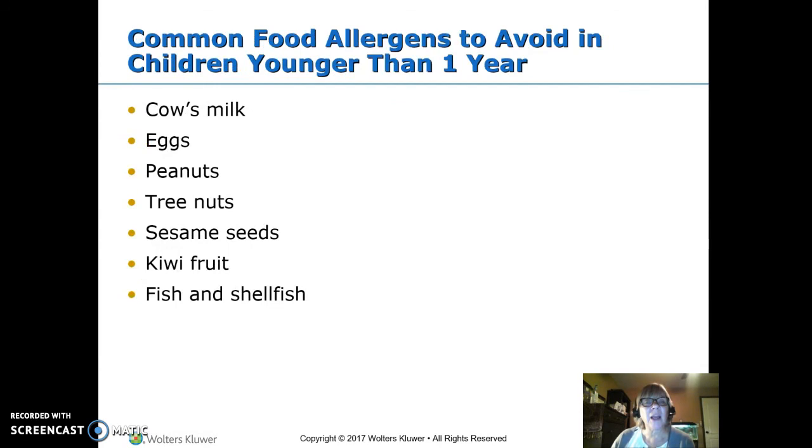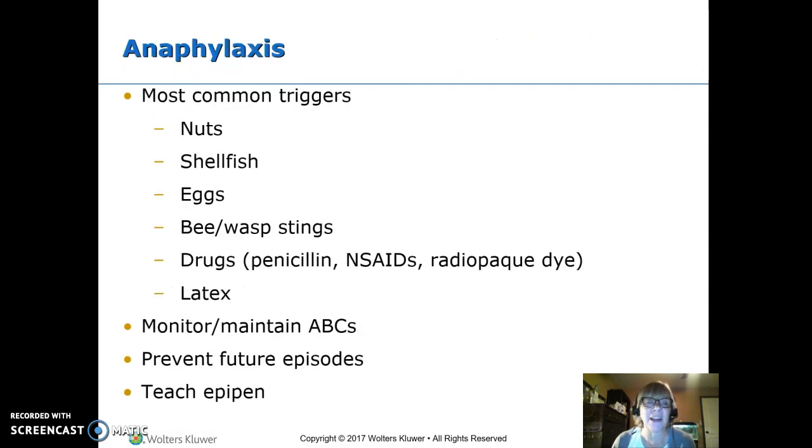So some common food allergies. These are the most common things that we want to avoid in the first year. Cow's milk, eggs, peanuts, other nuts, sesame seeds, kiwi, fish, and shellfish. And let me just say, peanuts now, this is a little controversial. This is what our book says. But there's starting to be some evidence that perhaps early introduction to peanuts actually gives a child some resistance or tolerance, and waiting may actually make them more prone to developing allergies. So that's kind of being researched now, and we'll hopefully find out soon.